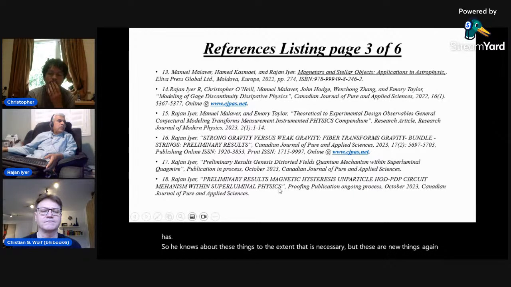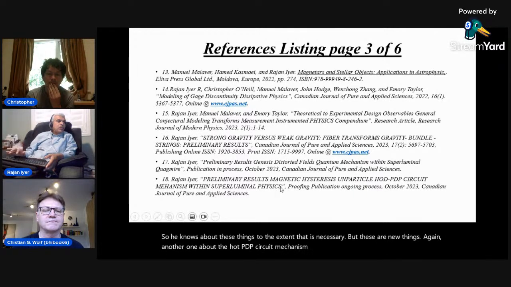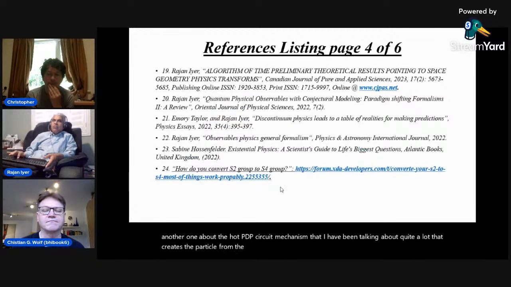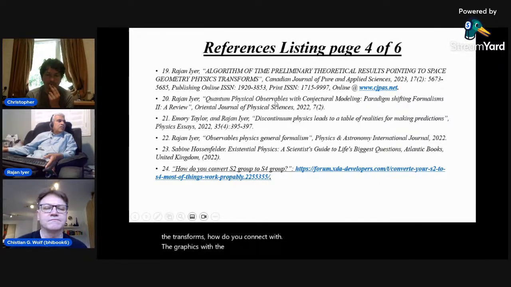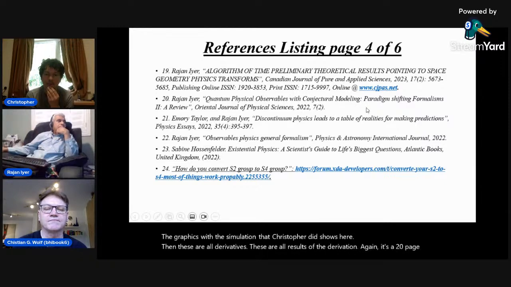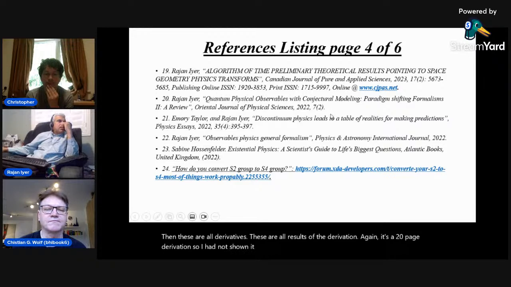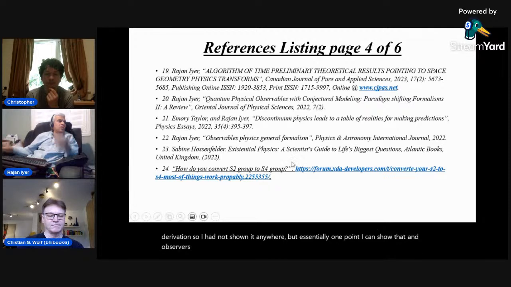Again, another one is about the hot PDP circuit mechanism that I have been talking about, which deviates the particle from the superluminar phase. Then this is the algorithm, how the transforms connect with the graphics, with the simulation that Christopher did. It shows here. These are all results of the derivation. Again, it's a 20-page derivation, so I have not shown it anywhere. At one point, I can show that, and observers, and I connect to Sabina's work, as well as some literature aspects.